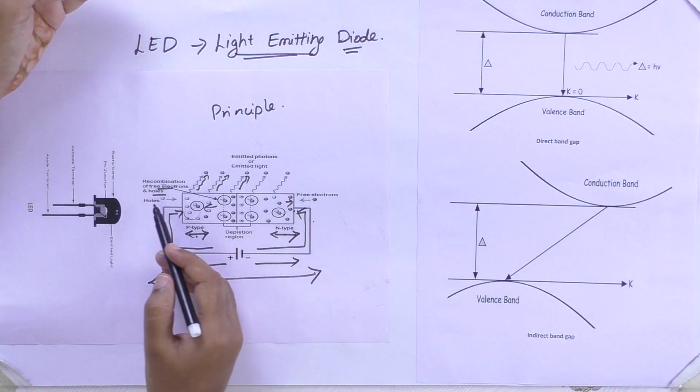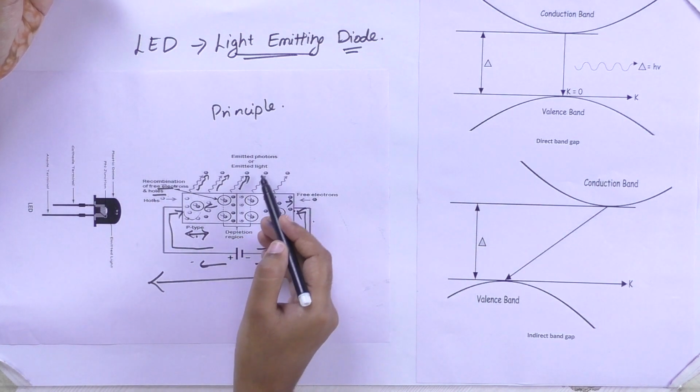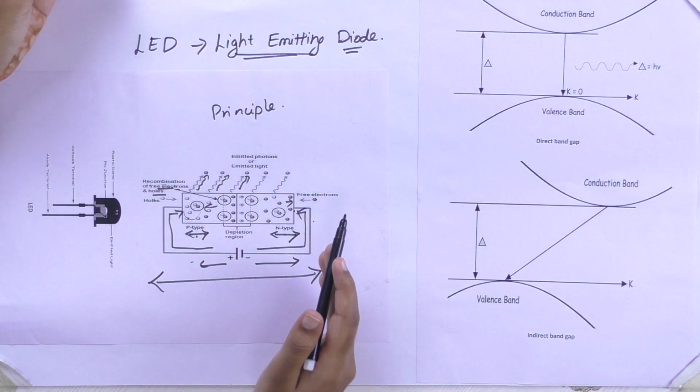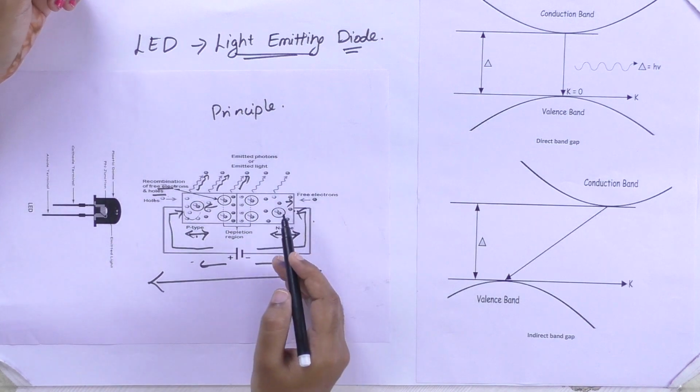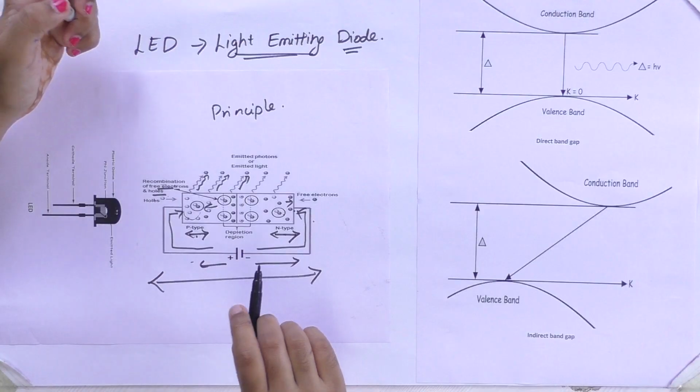So this recombination of free electrons and holes emits photons and light. This is the working principle in an LED. Generally, we are considering a PN junction diode. In that also, holes are present and electrons are present. So why doesn't it emit light?